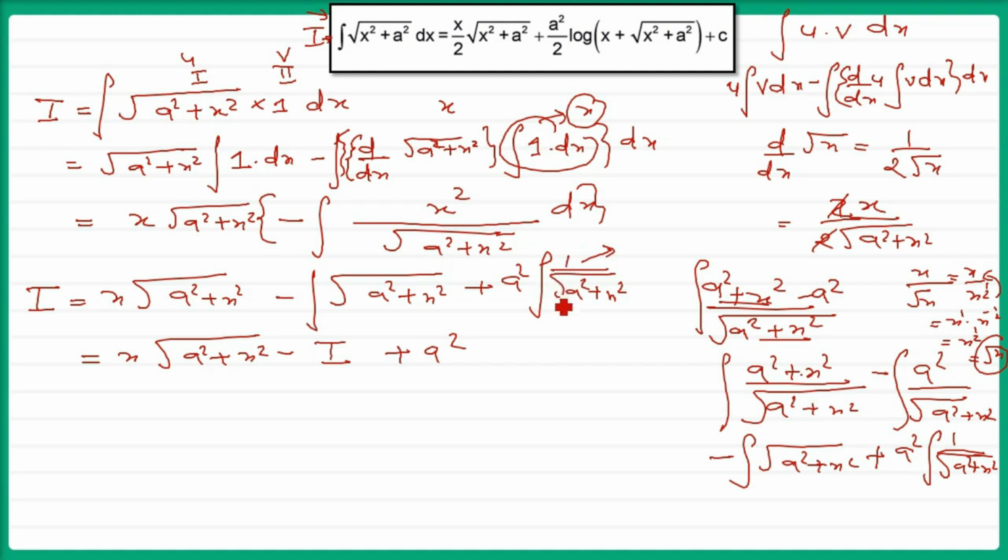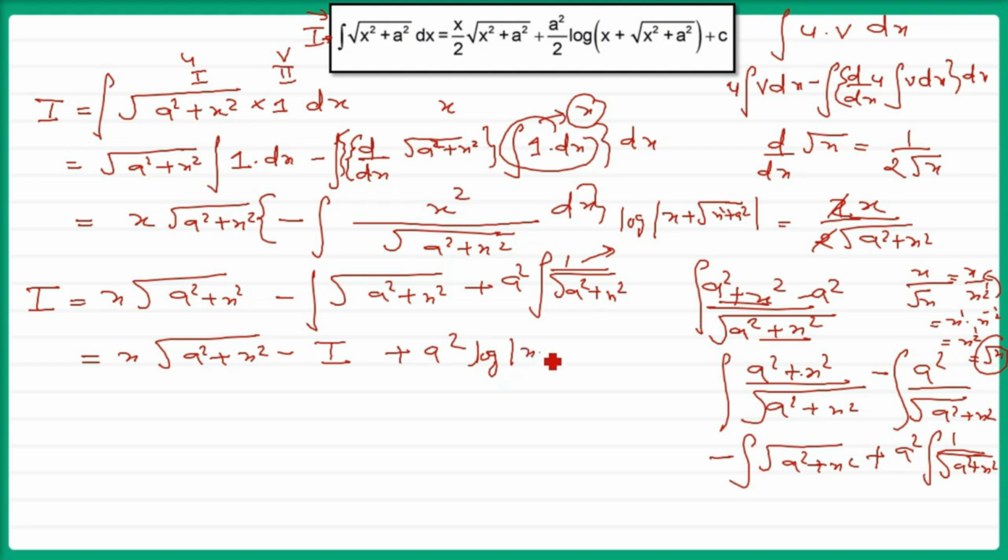Now let me write it here. And I am writing it here just to keep this thing inside your mind. It is log modulus of x plus under root x square plus a square. So in place of integration 1 by under root a square plus x square, just write this: log x plus under root x square plus a square. So let me write it here.